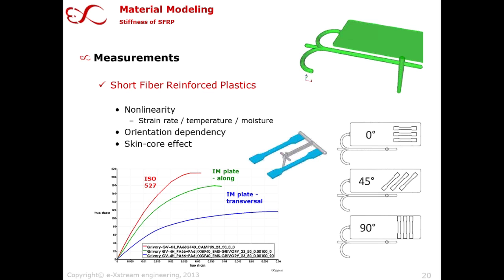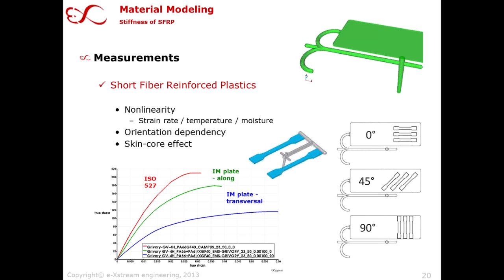Or we can injection mold a plate, and this has the advantage that we now can cut in different angles with respect to the main fiber direction, so flow direction in the plate. So 0, 45, 90, for example. In this diagram, you see for 0 degree the green curve and for 90 degree the blue curve. And you can see also what happens. Well, if you go along the main fiber direction, you have quite a stiff response of your material. Of course, if you go transversal, you have a lower stiffness. And now it has some relation between each other.